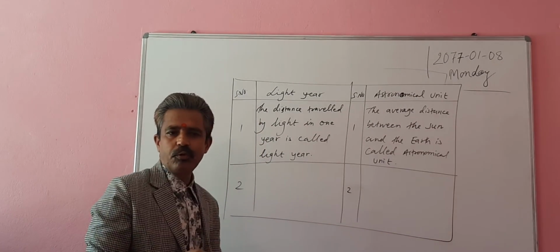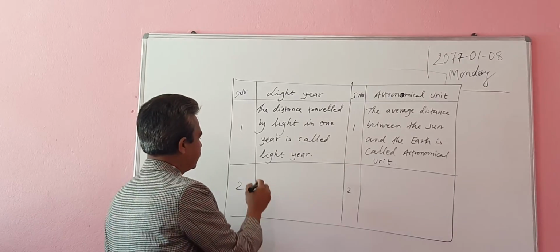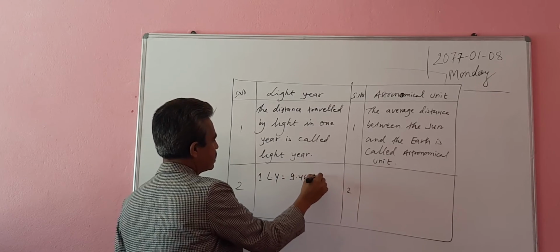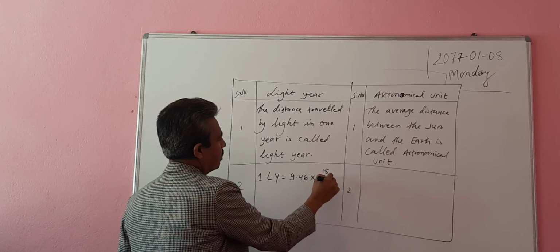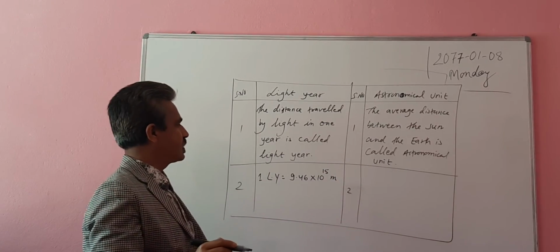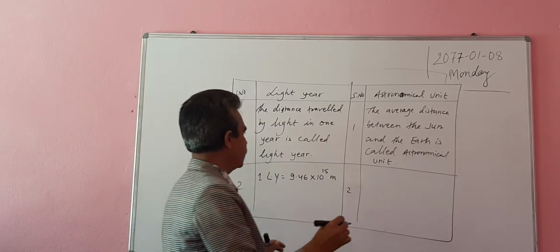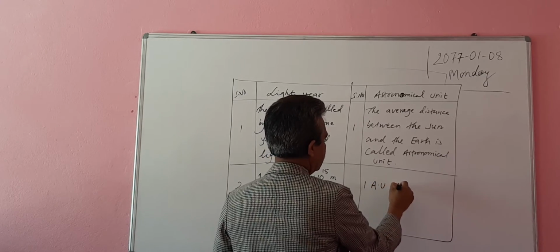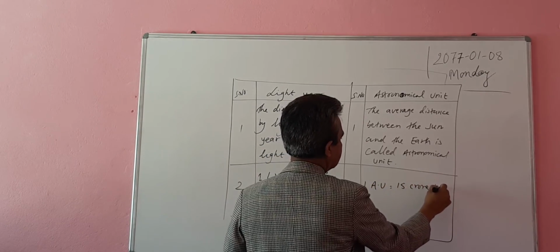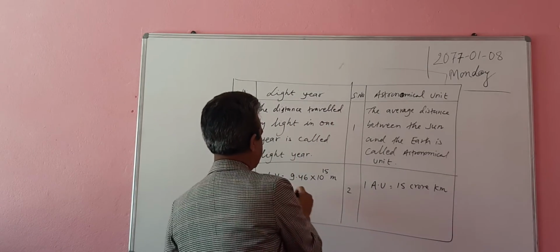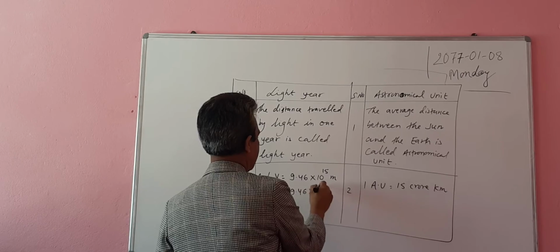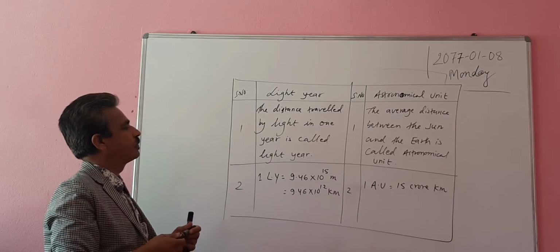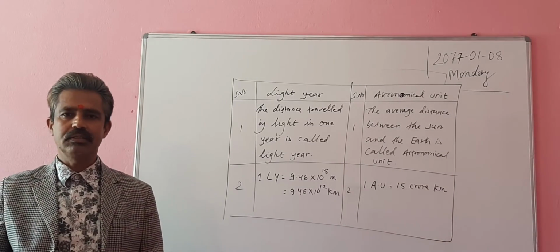Now students, in the second point, what to write? You have to write the value. The value is 1 light year equals 9.46 times 10 to the power 15 meter, or 9.46 times 10 to the power 12 kilometer. And here 1 astronomical unit equals 15 crore kilometer. If you write these two differences, you will get 2 marks.